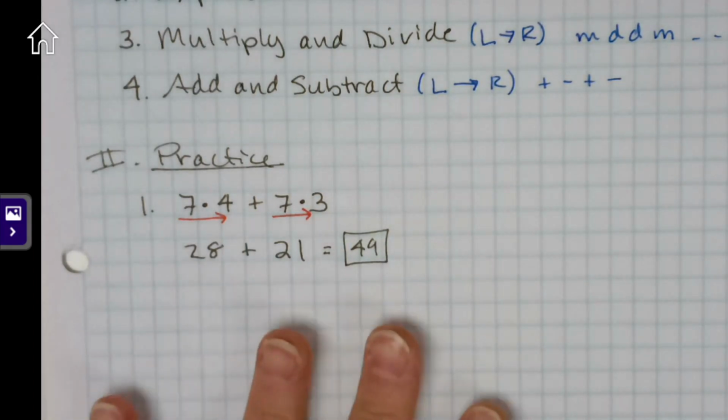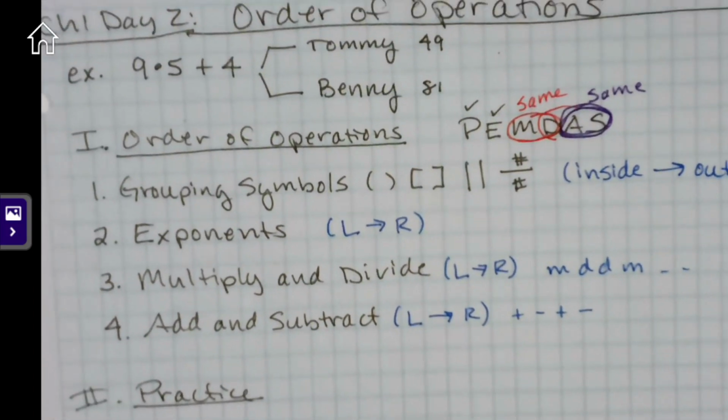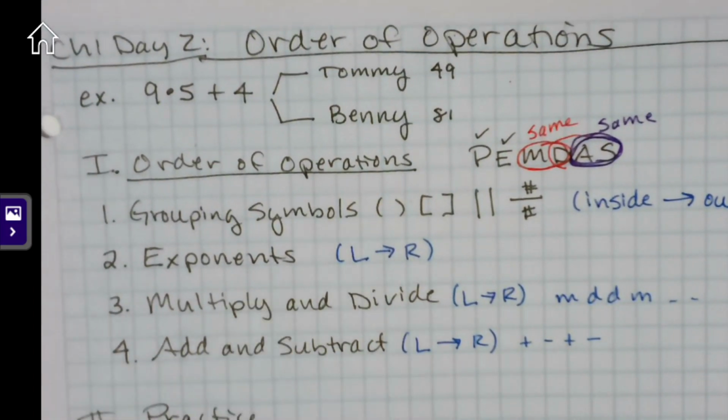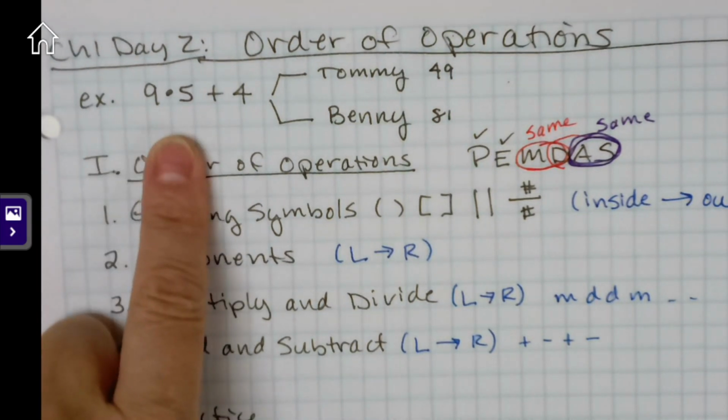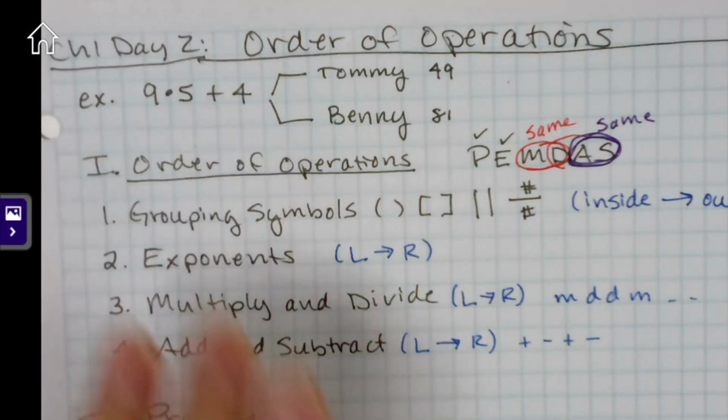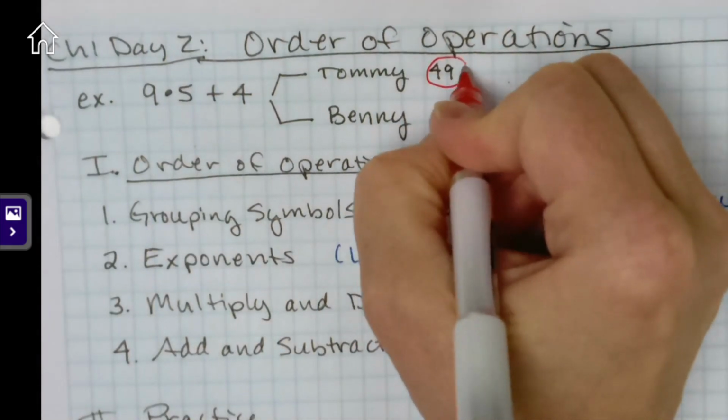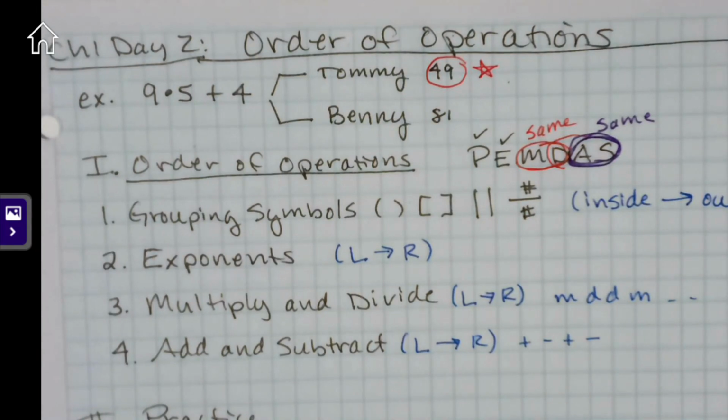So let's go back to our example at the top. Using order of operations, you know that you multiply before you add. So 9 times 5 is 45, plus 4 is 49. That is the correct answer. Benny added these first. He went 5 plus 4 is 9. And then he went back and multiplied by 9. 9 times 9 is 81. That's how Benny got that number, was by going out of order. So yeah, there really is only one right answer to that.